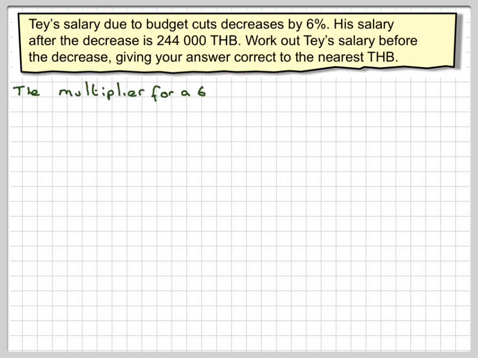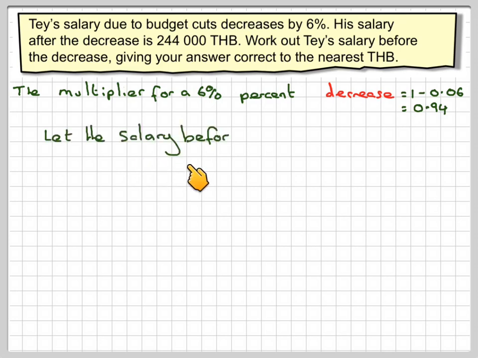So the multiplier for a 6% decrease is equal to 1 minus 0.06. That's 100% minus 6%, which is 0.94. Right, now you need to set up the problem.